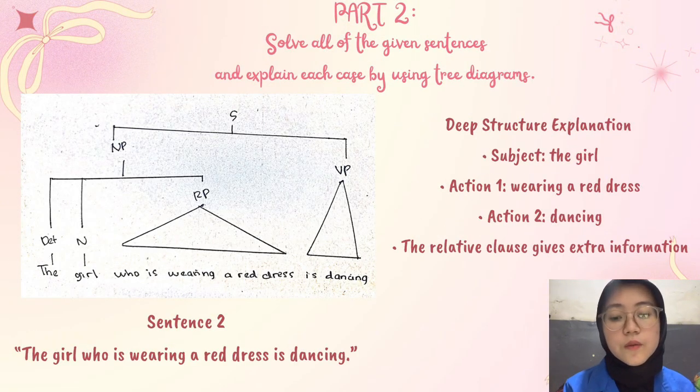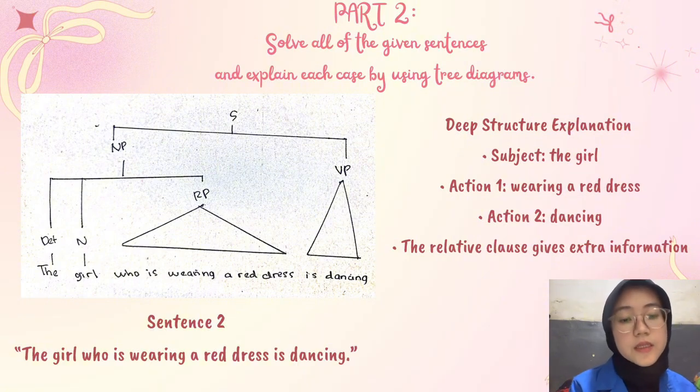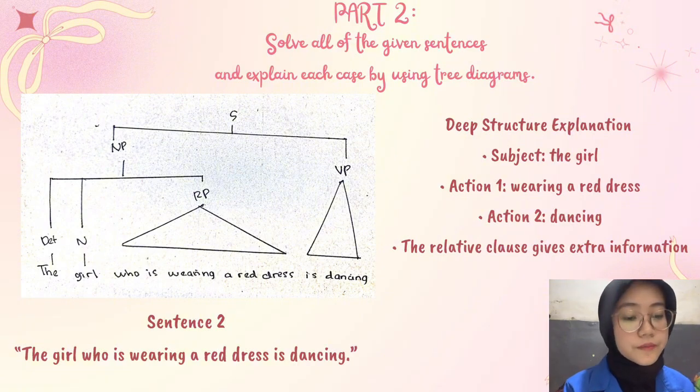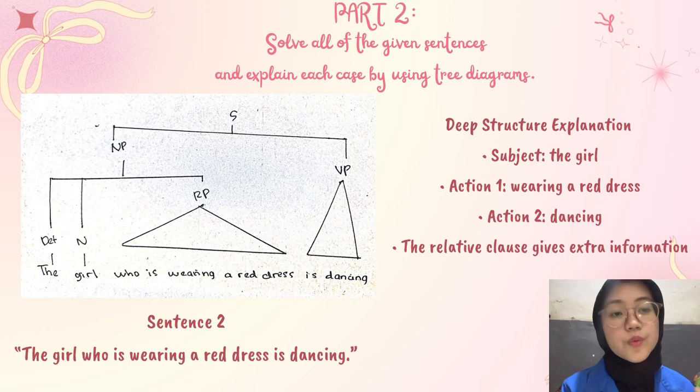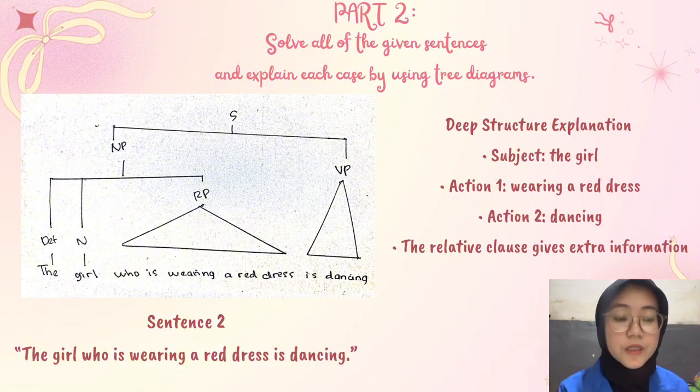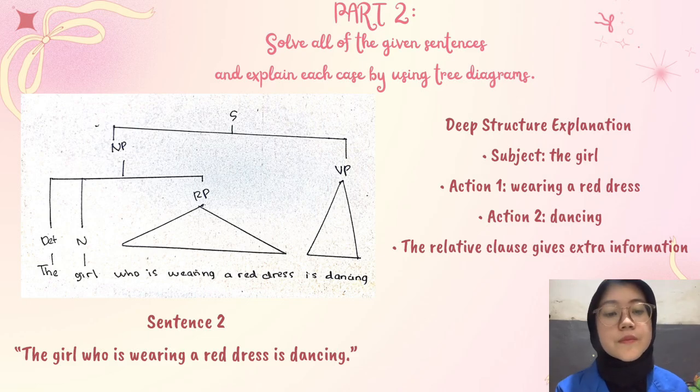Number 2, the girl who is wearing a red dress is dancing. "The" is a determiner, "girl" is a noun, "who is wearing a red dress" is a relative phrase, and "is dancing" is a verb phrase. So in this sentence, the deep structure contains 2 actions. Both actions are done by the same subject, which is the girl. The first action is the girl is wearing a red dress, and the second action is the girl is dancing. The clause "who is wearing a red dress" is a relative clause. It only explains which girl we are talking about.